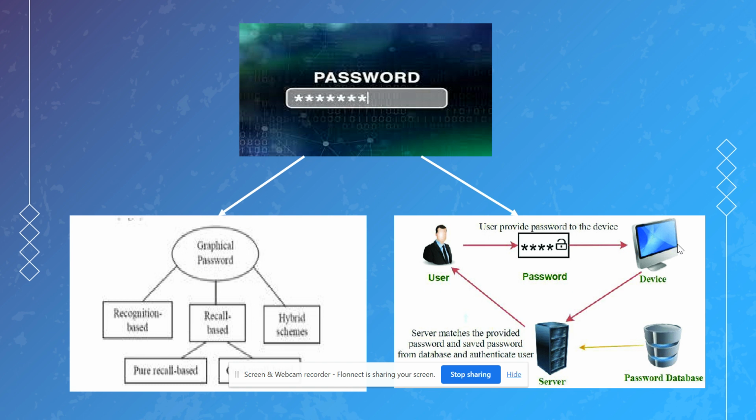Next one is recall based graphical password. Here, the user is prompted to recall which images they previously selected from the pool, usually by being shown a grid of images and asked to select the correct one. And the third one is hybrid scheme. Hybrid scheme can combine two or more factors such as password plus hardware token.